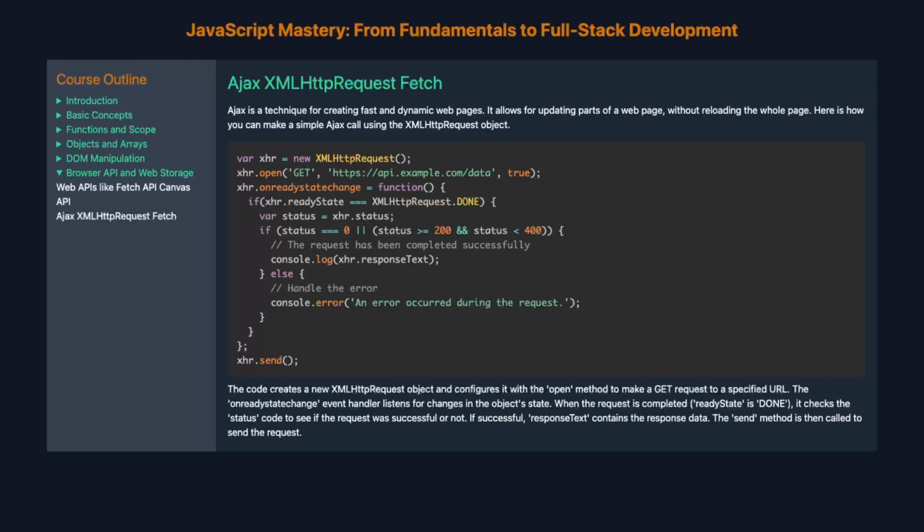The onreadystatechange event handler listens for changes in the object state. When the request is completed, readyState is DONE. It checks the status code to see if the request was successful or not. If successful, responseText contains the response data. The send method is then called to send the request.